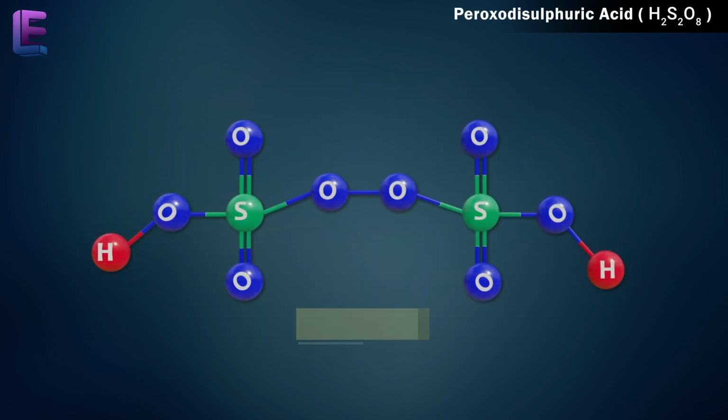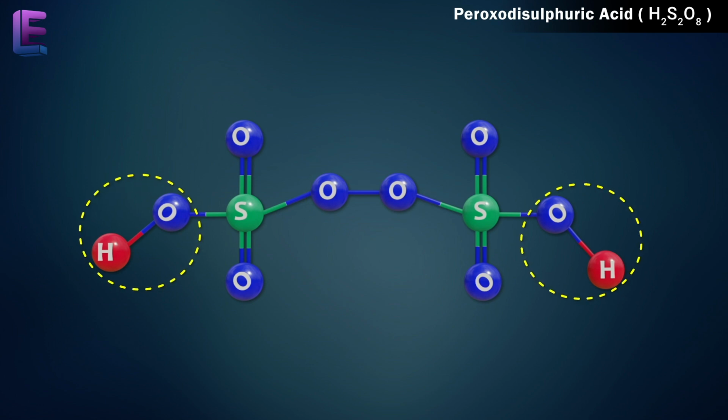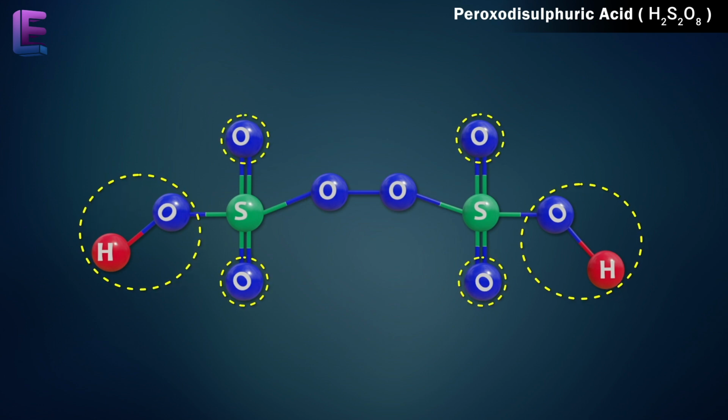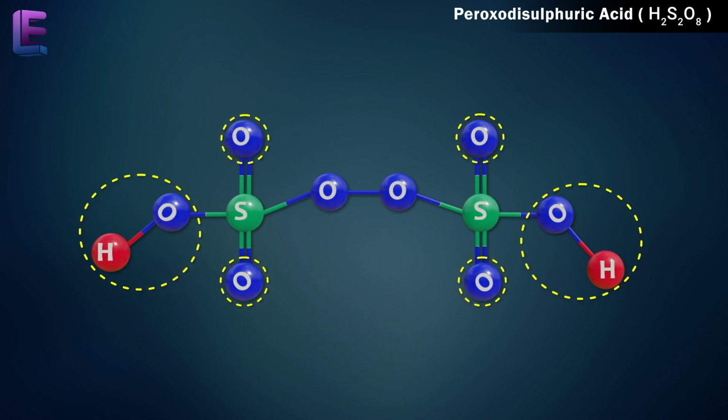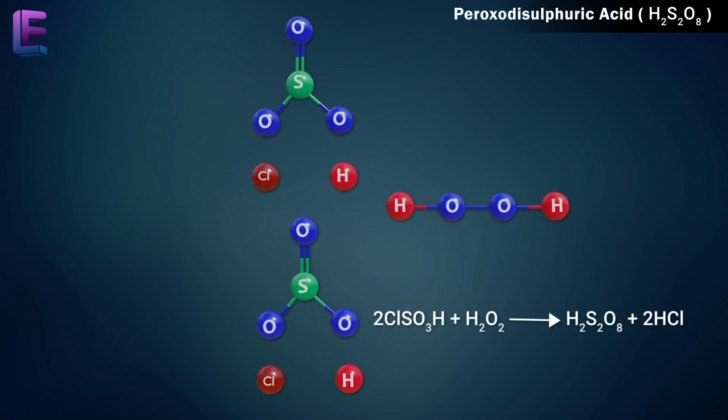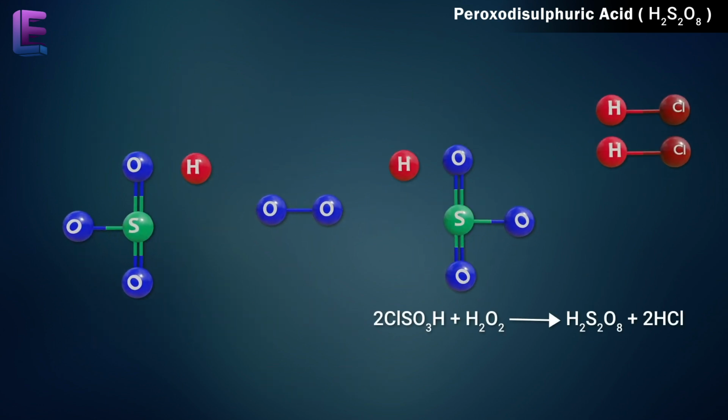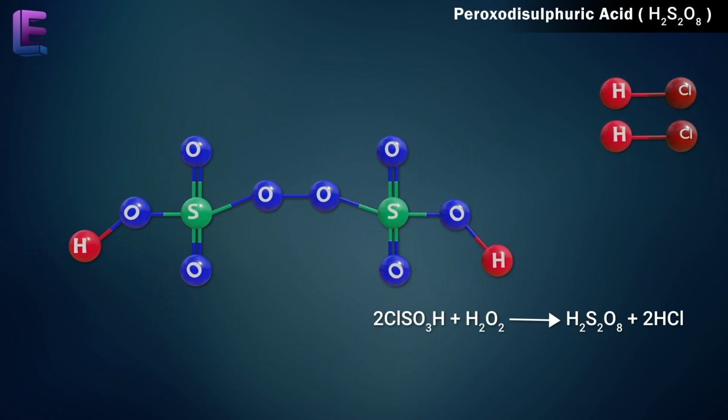It contains a peroxide linkage between the 2 sulfur atoms. Apart from the peroxide linkage, each sulfur is attached to 1 OH group and 2 oxygens. Hydrogen peroxide reacts with chlorosulfuric acid to form peroxodisulfuric acid. 2ClSO3H plus H2O2 gives rise to H2S2O8 plus 2HCl.